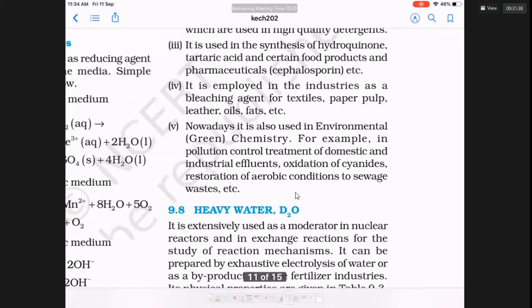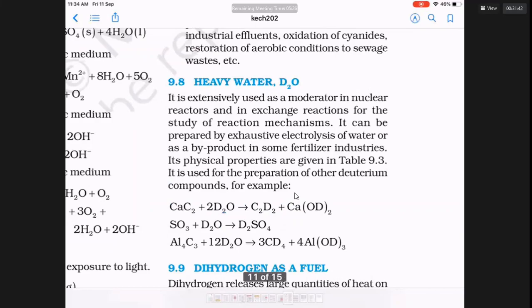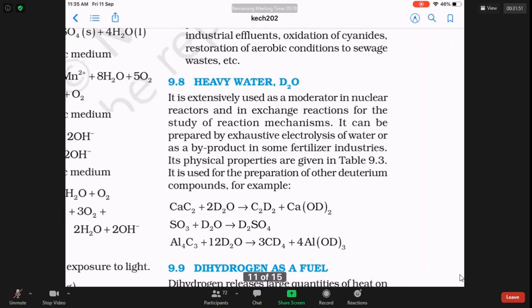Now, we also talked about heavy water. Heavy water is different from hard water. Hard water is water that contains salt. Heavy water is deuterium oxide that is made by repeated electrolysis of ordinary water. This heavy water behaves like water but reacts slowly.